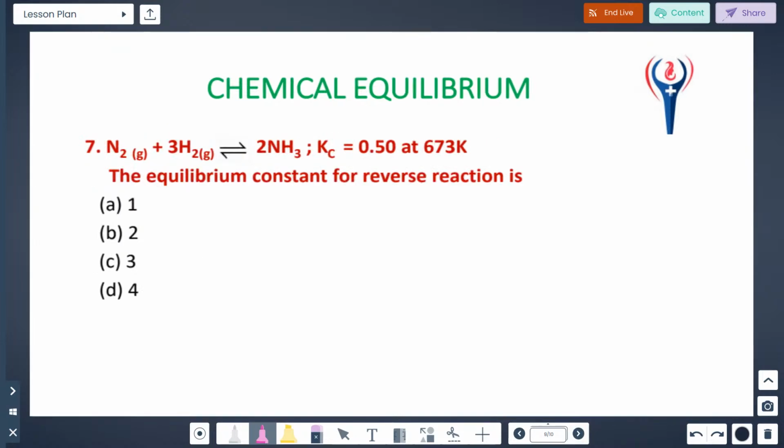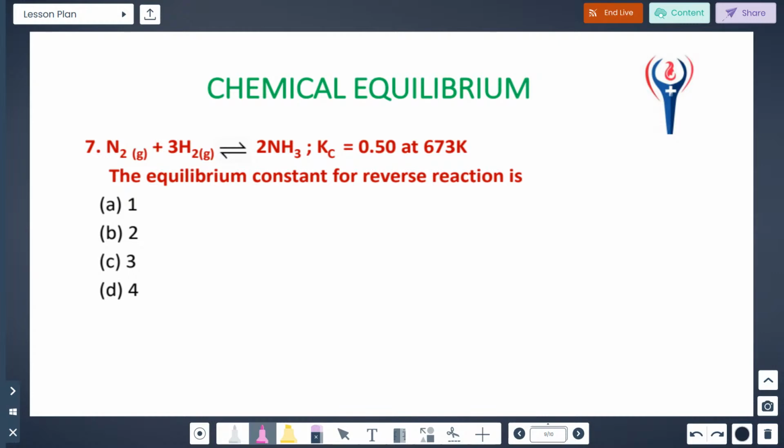You know, an equilibrium reaction is given, Kc is also given, okay, right. And then they are asking for the equilibrium constant for the reverse reaction, okay, reverse reaction. Suppose the forward reaction Kc is given, they are asking to find only the reverse reaction.